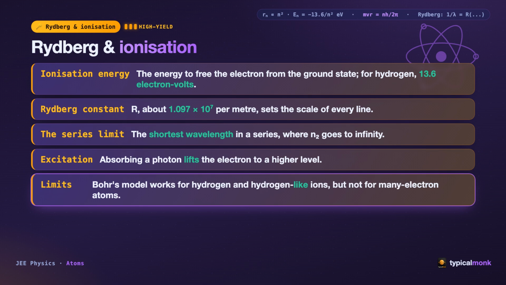The limits of the model. Bohr's model works beautifully for hydrogen and hydrogen-like ions, but not for many-electron atoms.